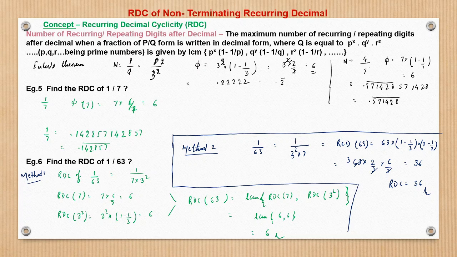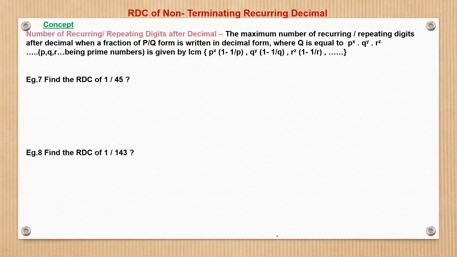So here we have found this 6. If we say 6, then RDC of 6 can also be said as RDC of 12, 18, 24, 36 and all. So that way. Hope this was clear enough. Now we will see a few more examples.